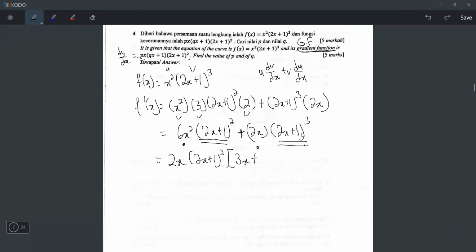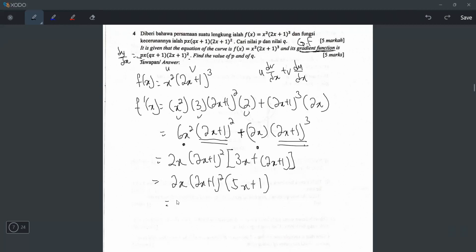And then next is the 2x plus 1 power 3. I remove 2x plus 1 power 2. Means I factorize, I divide. So I'm left with 2x plus 1 power 1. Because originally it is power 3, I take out power 2, so left with power 1. And now what you have to do is solve whatever is inside the bracket. So it'll be 2x, and then 2x plus 1 power 2. 3x plus 2x is 5x, so 5x plus 1. So that's the final answer.